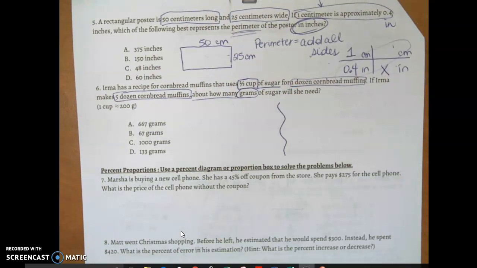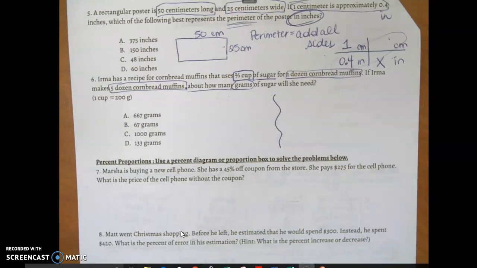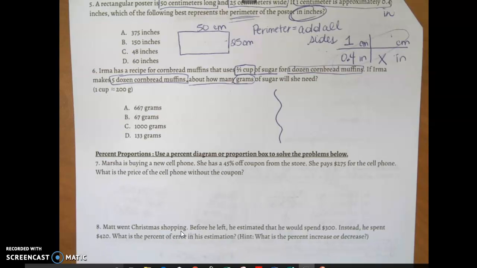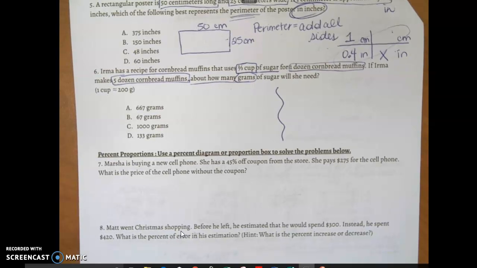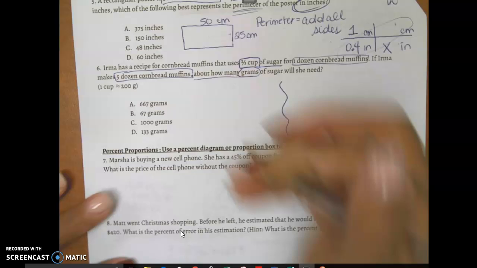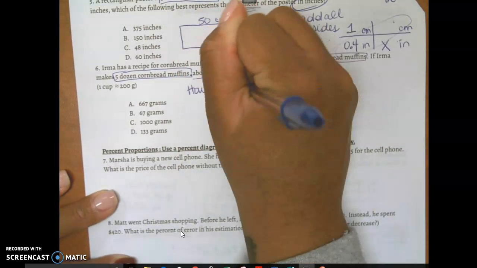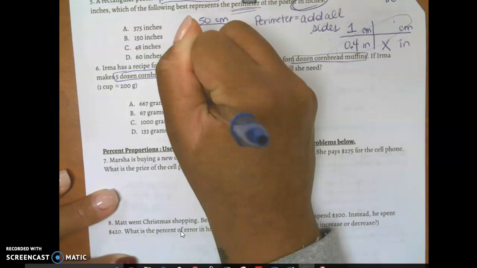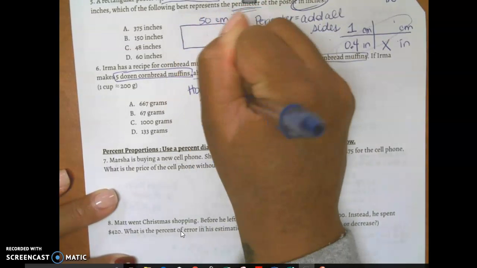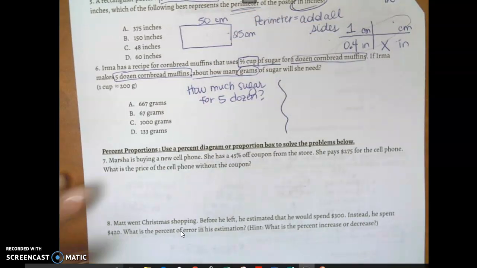So I need to do 2 things. That's why I've drawn my workspace in half. What do I need to do? Multiply what? Good. I need to know how much sugar she needs for 5 dozen. Then once I do that, what do I have to do?